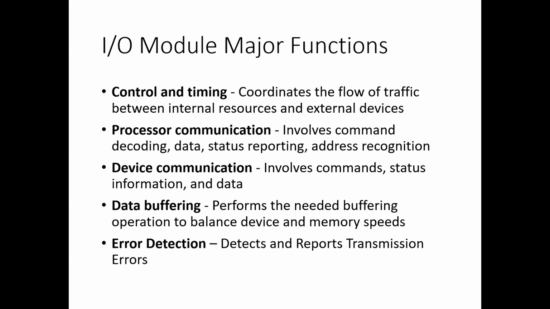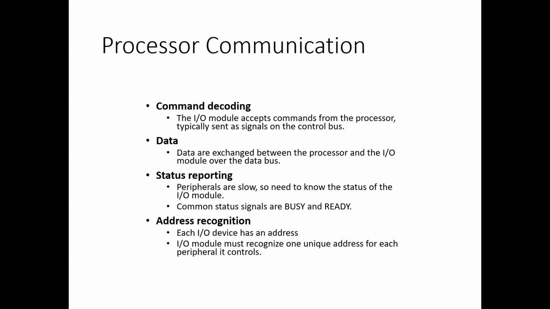One is control and timing, communicating with the processor, communicating with the device itself. So they act as an intermediary between the processor and the device, buffering data to balance device and memory speeds, and detecting and reporting transmission errors. So in terms of processor communication, they act to do decoding for commands. The I/O module accepts commands from the processor that are typically sent as signals on the control bus and then decodes what those mean.